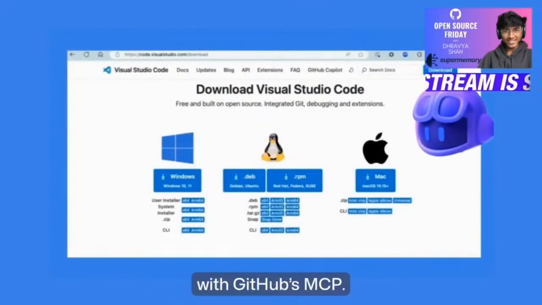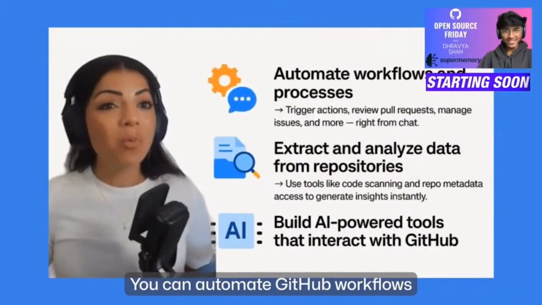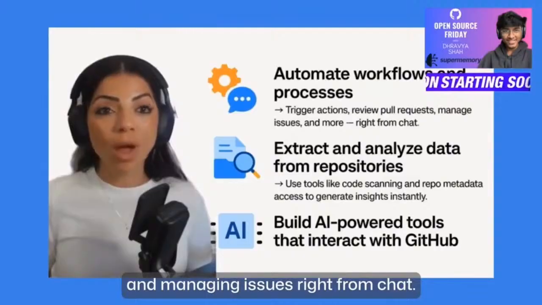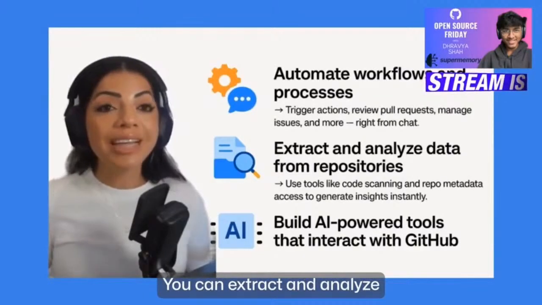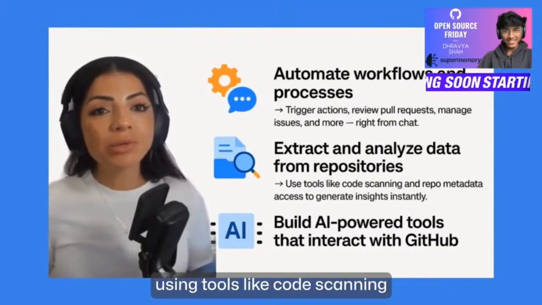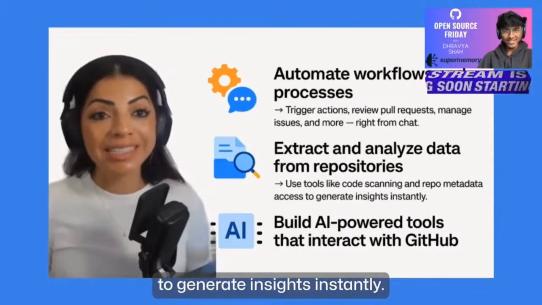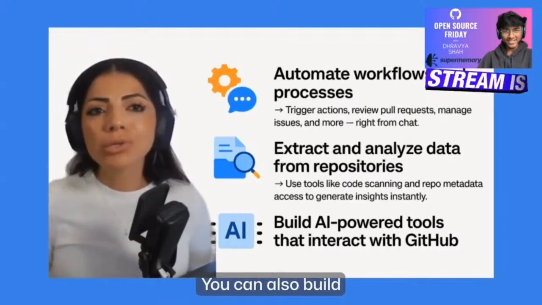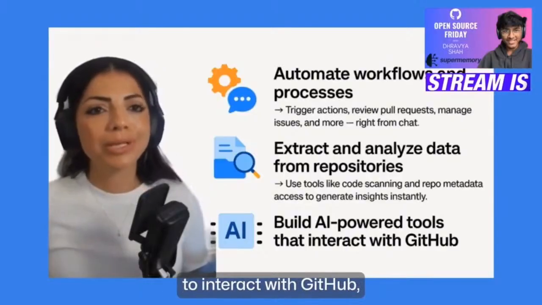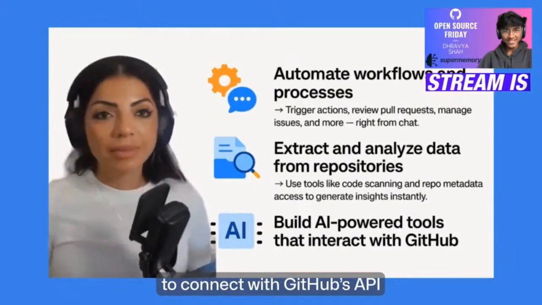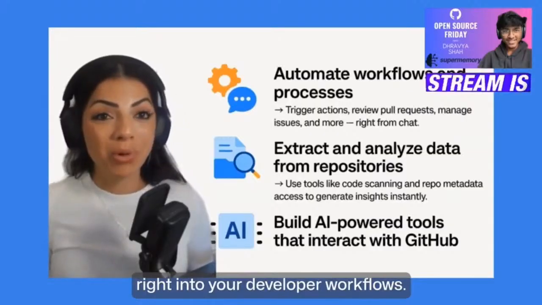Let's look at what you can do with GitHub's MCP. You can automate GitHub workflows and processes, like triggering actions and managing issues right from chat. You can extract and analyze GitHub repository data using tools like code scanning and repo metadata to generate insights instantly. You can also build your own AI-powered tools to interact with GitHub, creating custom extensions to connect with GitHub's API and integrate them right into your developer workflows.